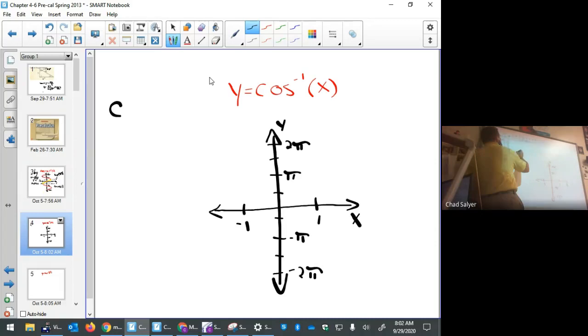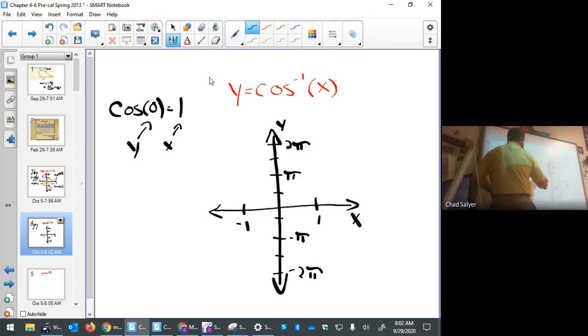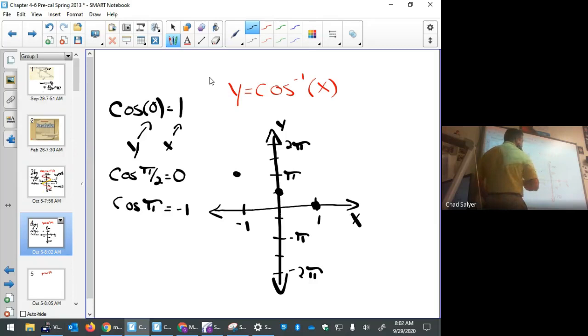So cosine of 0 is 1. So this is the X and this is the Y in this case, because we're inverting those. It's a functional inverse. So here we have a point. And then cosine of pi over 2 is 0. So if I go to 0, I go up to pi over 2. Cosine of pi is negative 1. So if I go to negative 1, come up to pi. And you know how it goes from there.